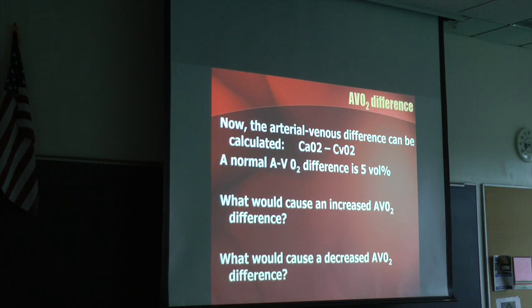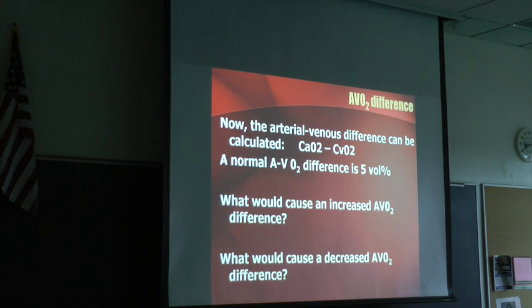Or there could be increased cellular metabolism, such as fever and infection. So when the cells, in response to an infection, produce more energy, they need more oxygen. So they're going to extract more oxygen because of that. That's why with an infection or a fever, you have increased metabolism and increased oxygen usage.